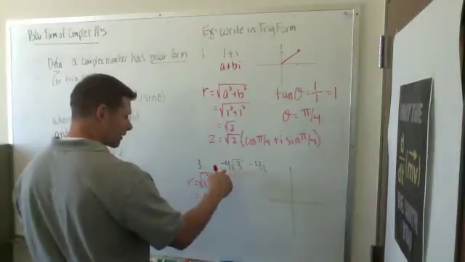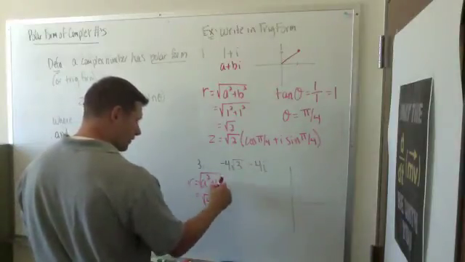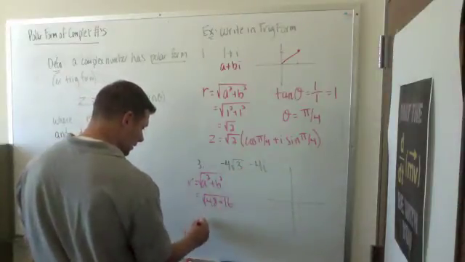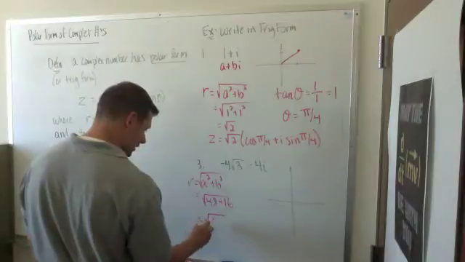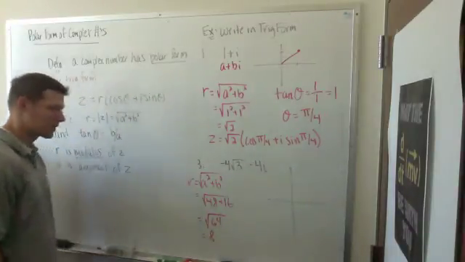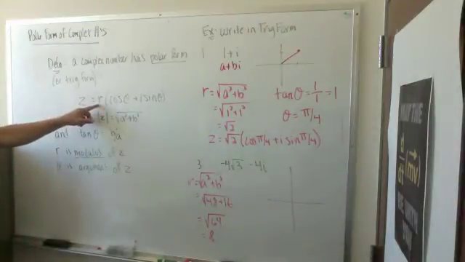You square that and you get 16 times 3, which is 48, is that right? Plus the value of b squared, so 16. If you add those two, what do you get? You get 64, is that right? So r equals 8. So we know that r equals 8 in this equation.